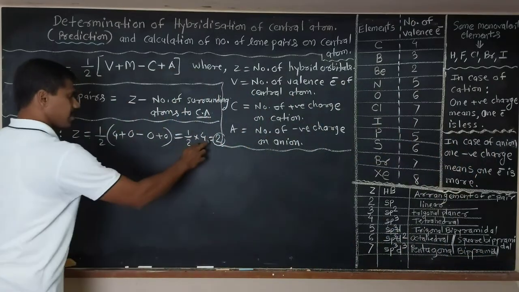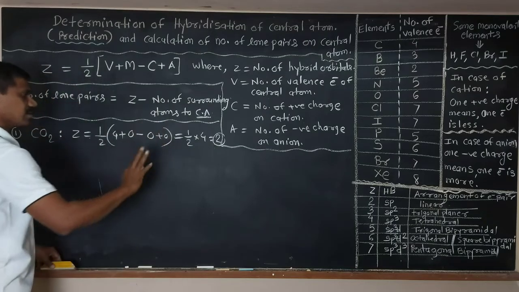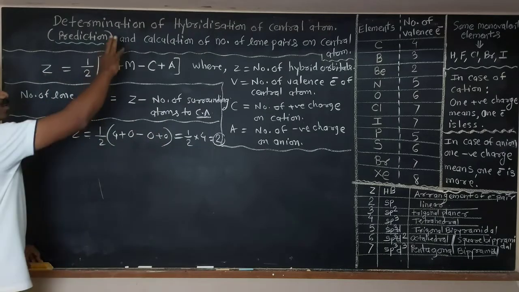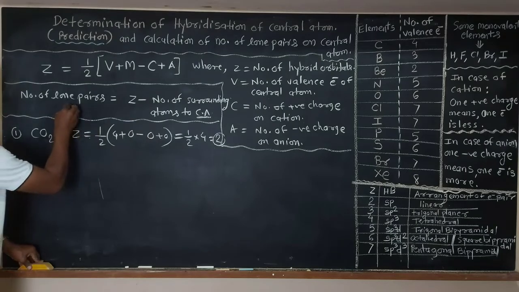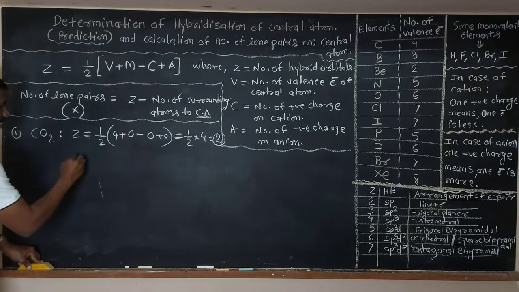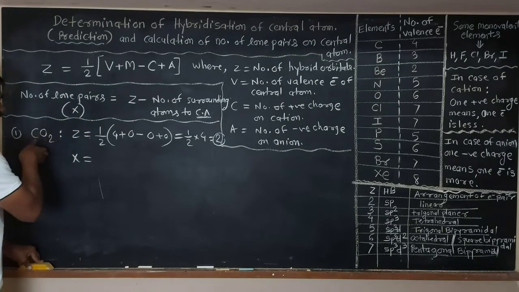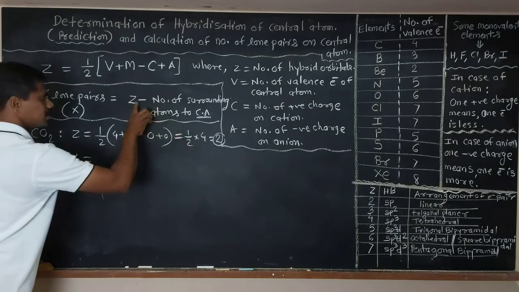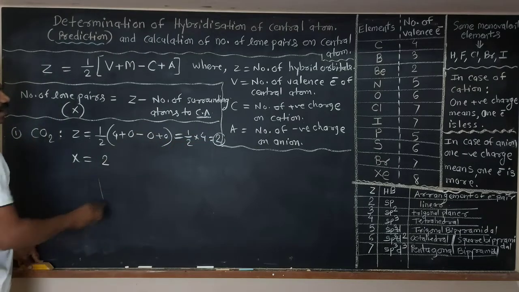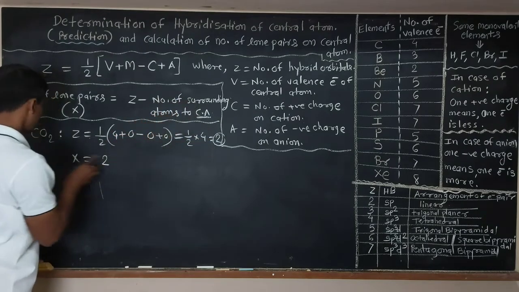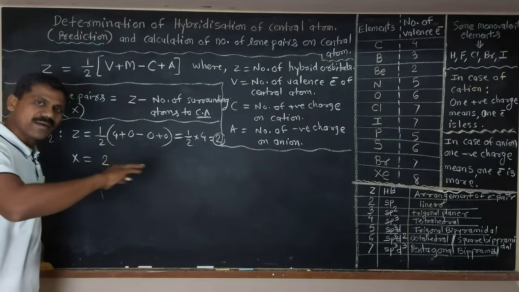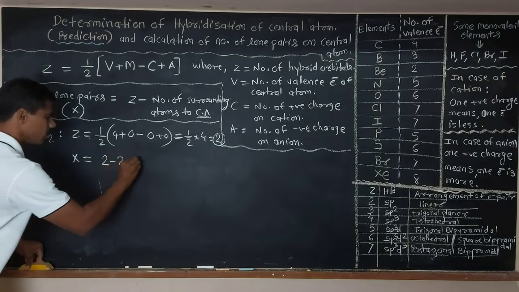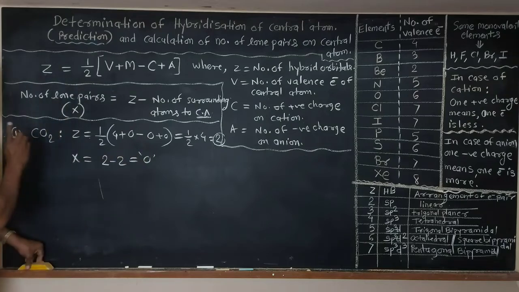Next example is CO2, sp hybridization. In this lecture we will deal only with hybridization. Then for the number of lone pairs, let's say it is x. Then x is equal to Z minus the surrounding atoms: Z is 2, and the number of surrounding atoms is 2. They need not be monovalent, they can be divalent or monovalent. So 2 minus 2, the lone pairs are 0 on the central element.